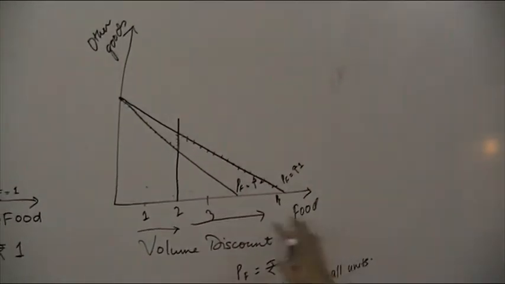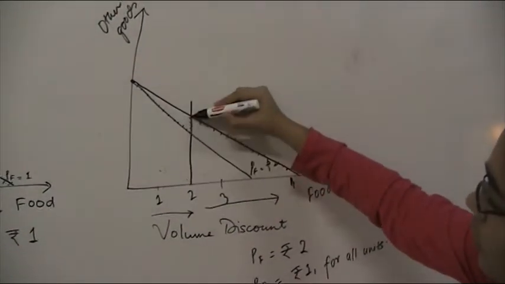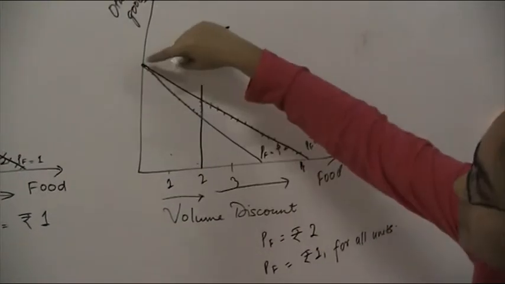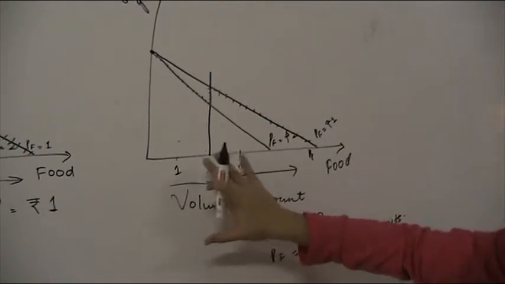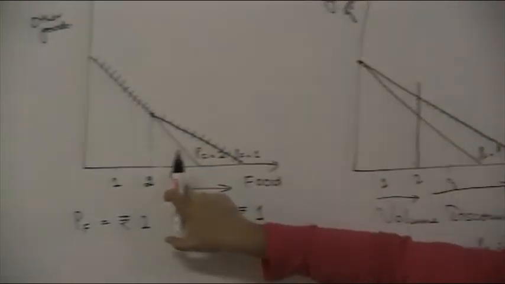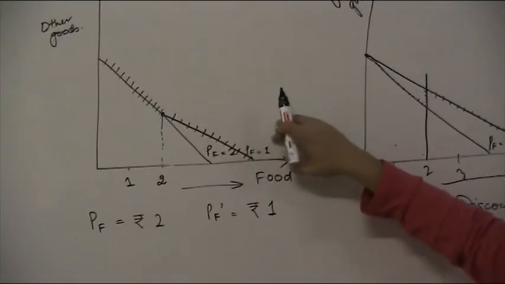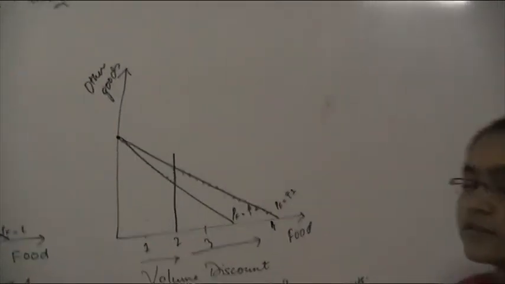So notice how both the cases are different. In this case, you have 2 budget constraints basically, and the pivot is right from here because the price which is charged for all the previous units is now rupees 1. But in this case, it's only the price of the units after 2 units which is cheaper. So this is how these constraints are different. So that's it for the budget constraint.